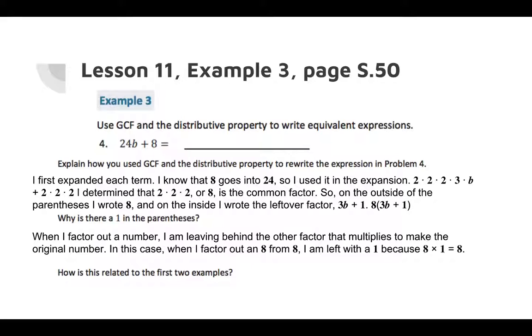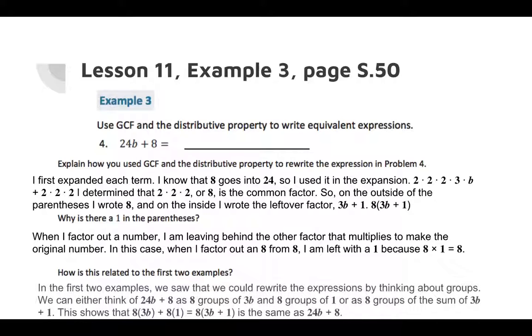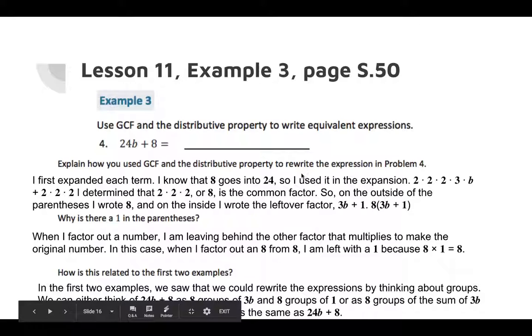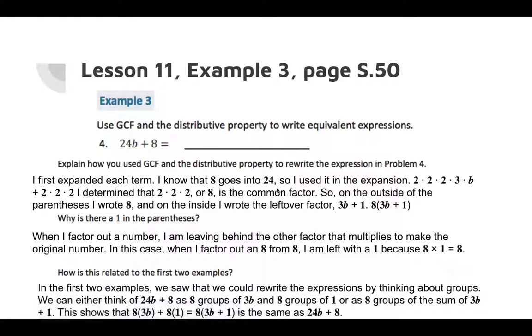How is this related to the first two examples? Is it related? Okay. In the first two examples, we saw that we could rewrite the expressions by thinking about groups. We can either think of 24b plus 8 as 8 groups of 3b and 8 groups of 1, or as 8 groups of the sum of 3b plus 1. Okay, 8 times 3b plus 8 times 1 equals 8 times the sum of 3b plus 1, which is the same as 24b plus 8. I know that's long, but it's really important.